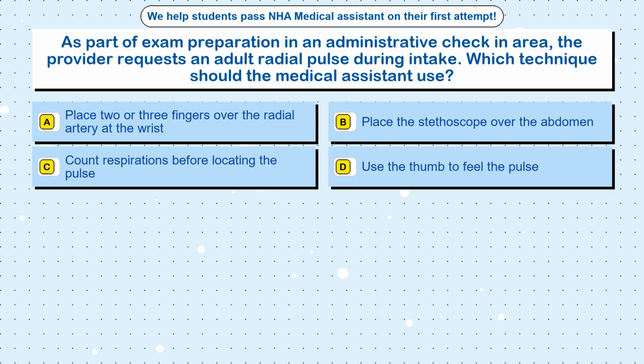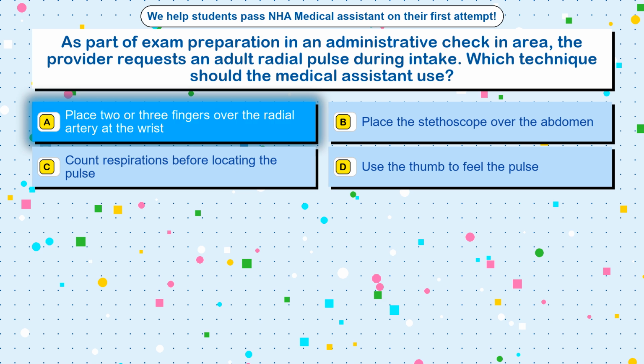Question 50. As part of exam preparation in an administrative check-in area, the provider requests an adult radial pulse during intake. Which technique should the medical assistant use? Option A. Place 2 or 3 fingers over the radial artery at the wrist. Option B. Place the stethoscope over the abdomen. Option C. Count respirations before locating the pulse. Option D. Use the thumb to feel the pulse.